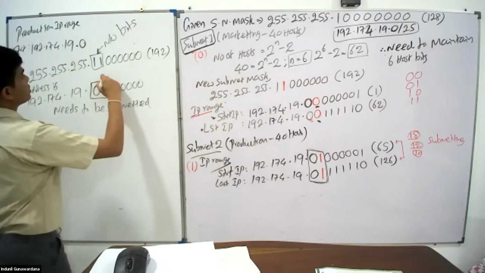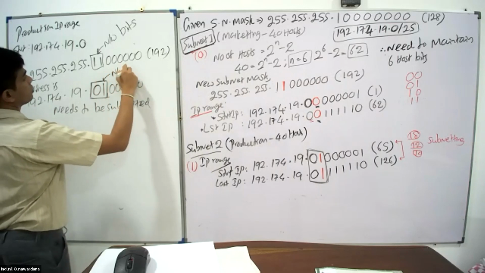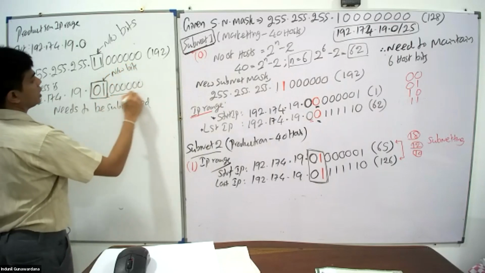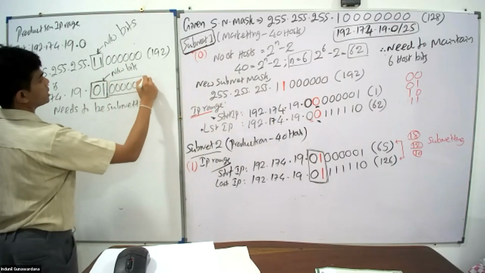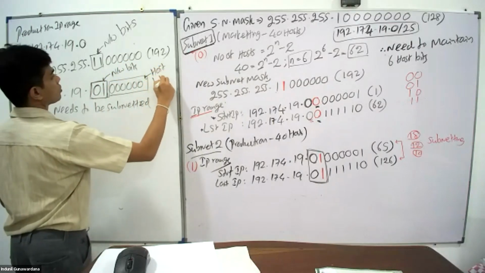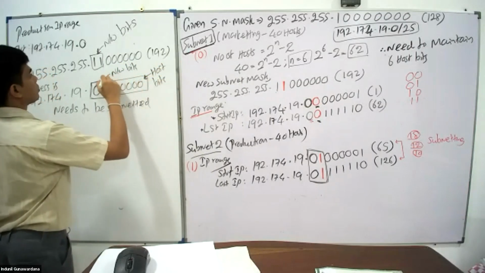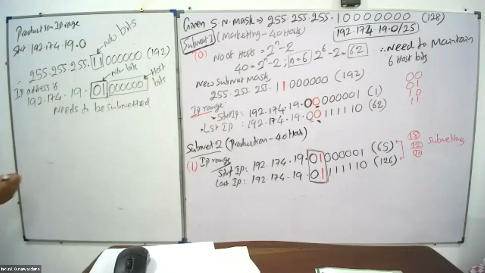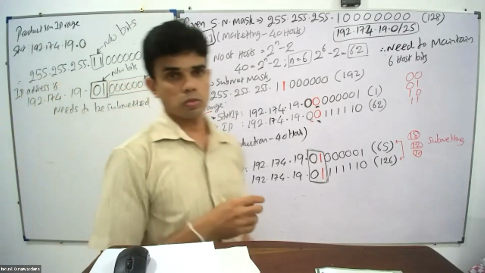So this becomes the network bits. This last 6 are going to be the host bits. Network bits, these are going to be host bits. Hope that you are clear.